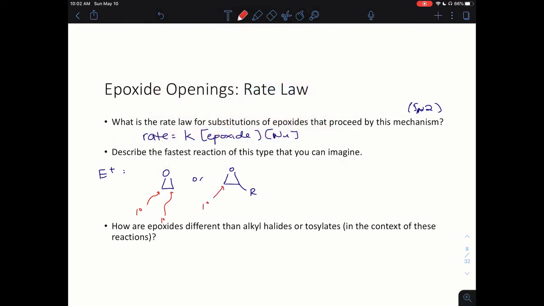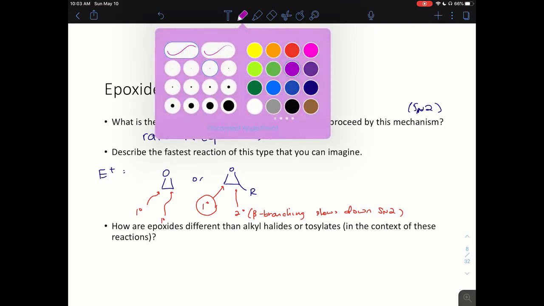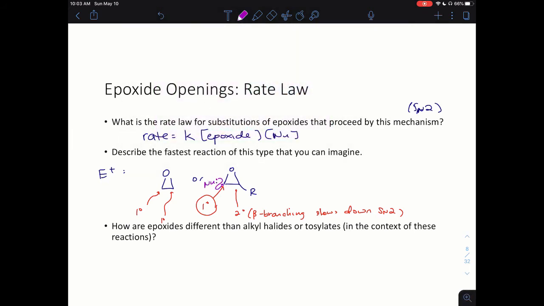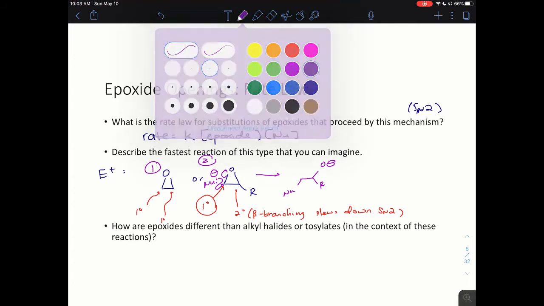And then you could imagine that an epoxide like this might also be pretty reactive, where you have a primary and a secondary carbon. Certainly, you would have attack at the primary carbon because it's less substituted, and this beta branching adjacent to it would slow down the SN2. But relieving that ring strain is just such a driving force that we still will have SN2 reactions of epoxides, such as this one, to generate products like this.